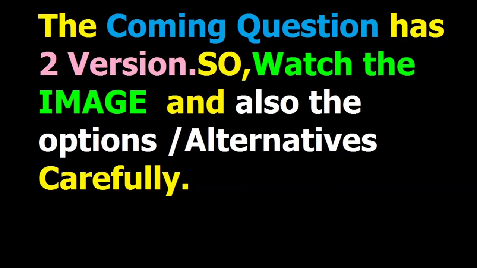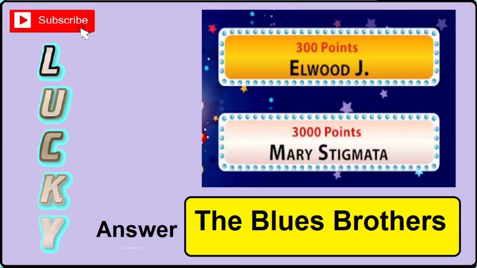Now this coming question has two different versions or types, so you need to watch the image and also the options or the alternatives carefully. For example, in version 1 of this question, just watch the image. It is written here Elwood J and Mary Stigmata. Then the correct answer will be the Blues Brothers. So just click the Blues Brothers if you find this set of image.